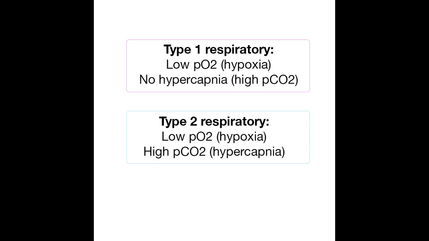Type 2 respiratory failure, on the other hand, means the patient has hypoxia, like type 1 respiratory failure, but they also have a high PCO2, so they are retaining too much carbon dioxide. And another way to put this is the patient is hypoxic and hypercapnic.